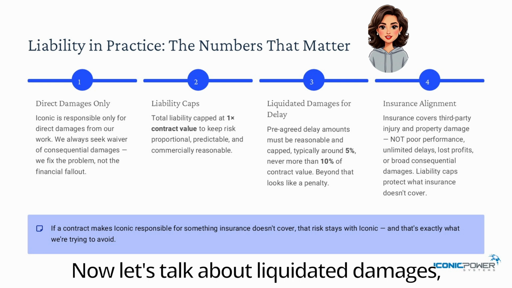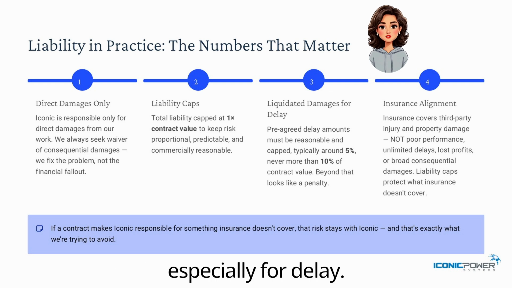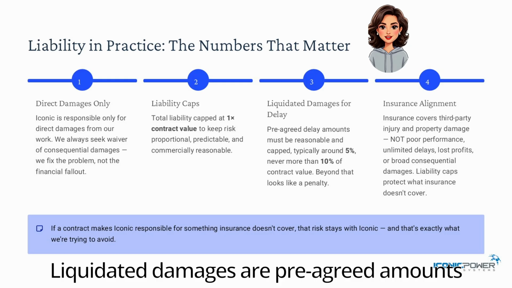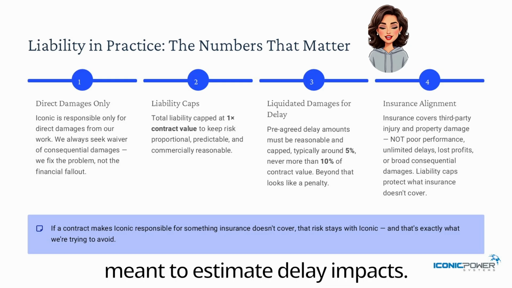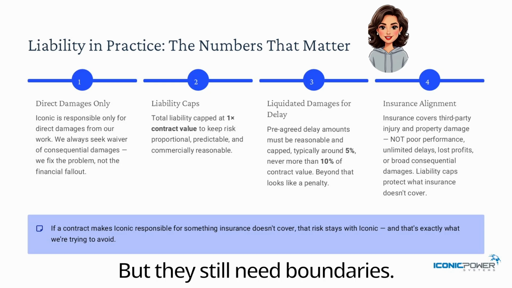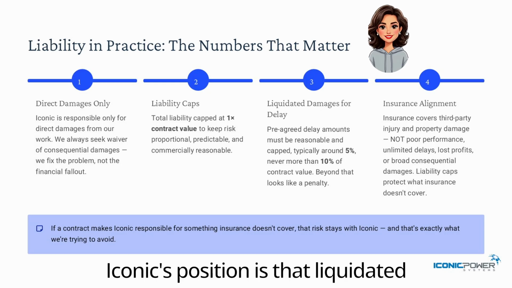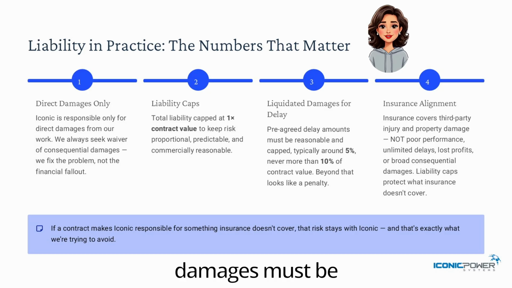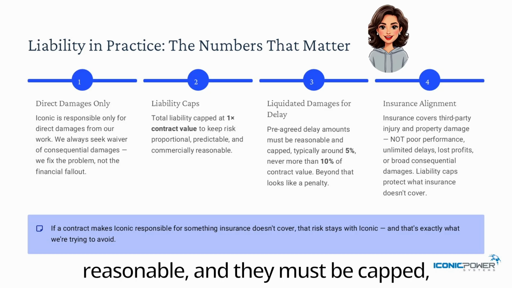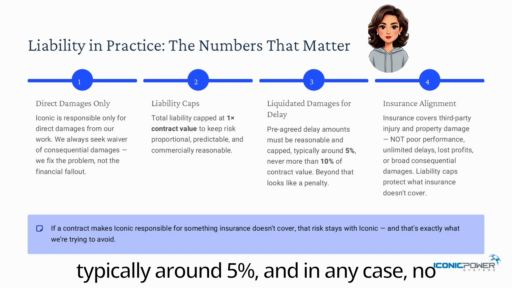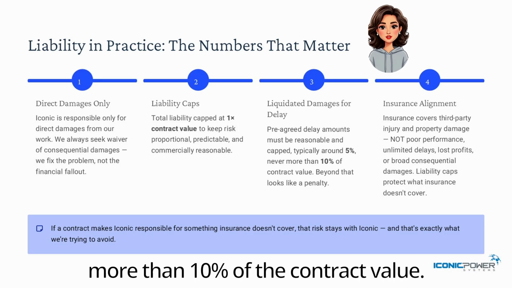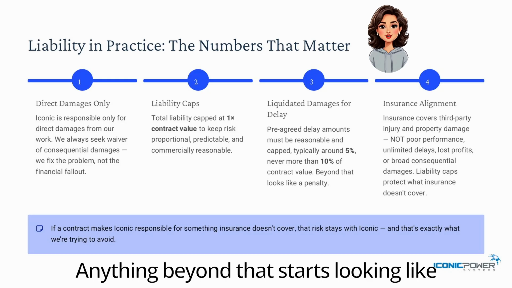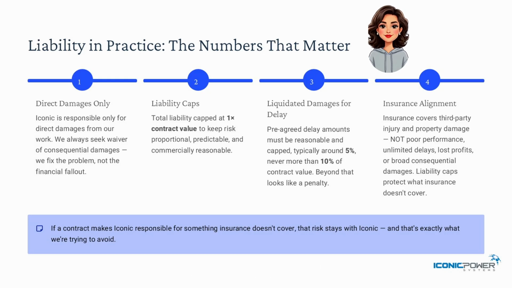Now let's talk about liquidated damages, especially for delay. Liquidated damages are pre agreed amounts meant to estimate delay impacts, but they still need boundaries. Iconic's position is that liquidated damages must be reasonable and they must be capped, typically around 5%, and in any case, no more than 10% of the contract value. Anything beyond that starts looking like a penalty, and penalties are not acceptable.